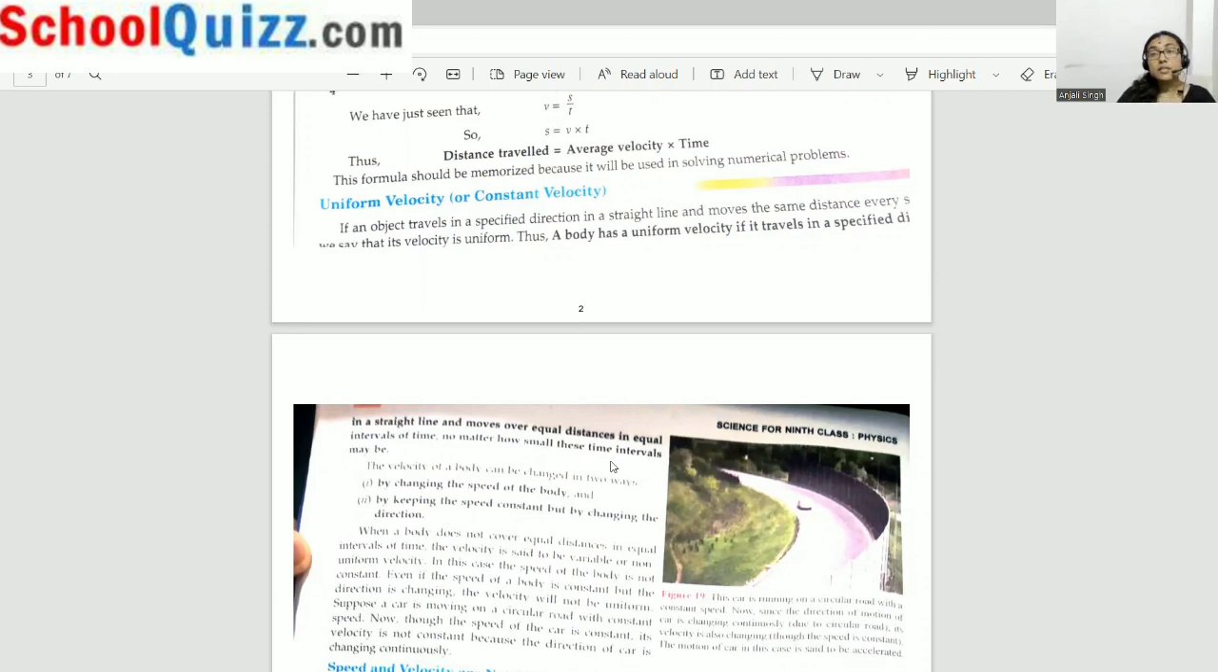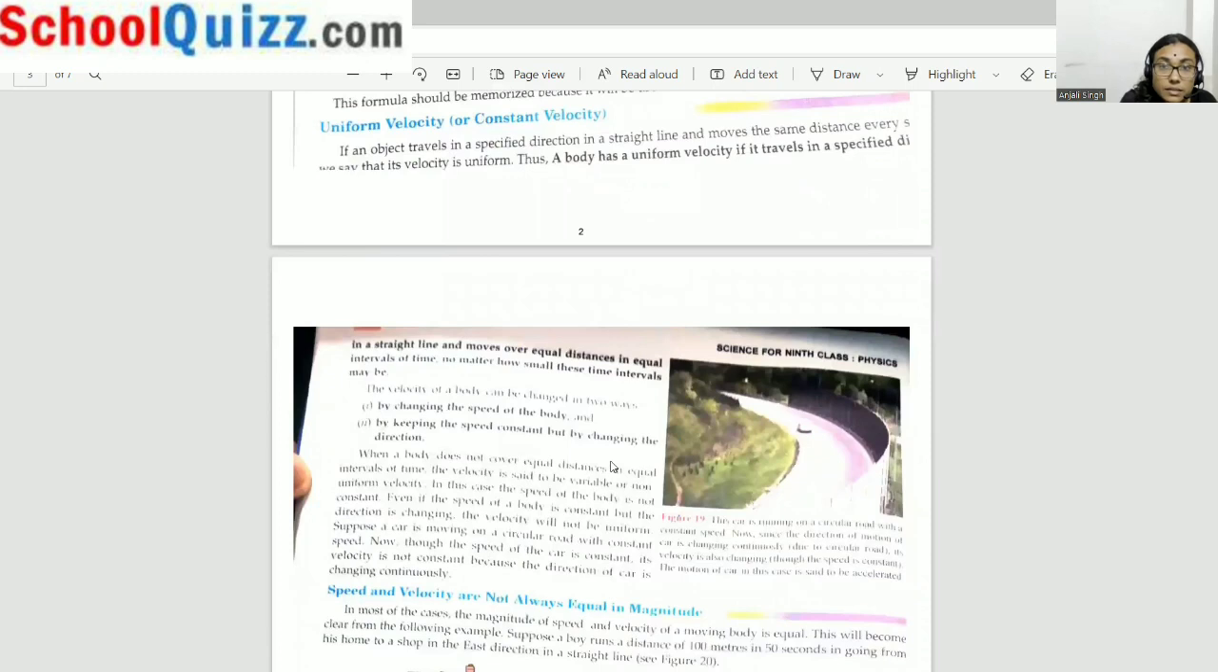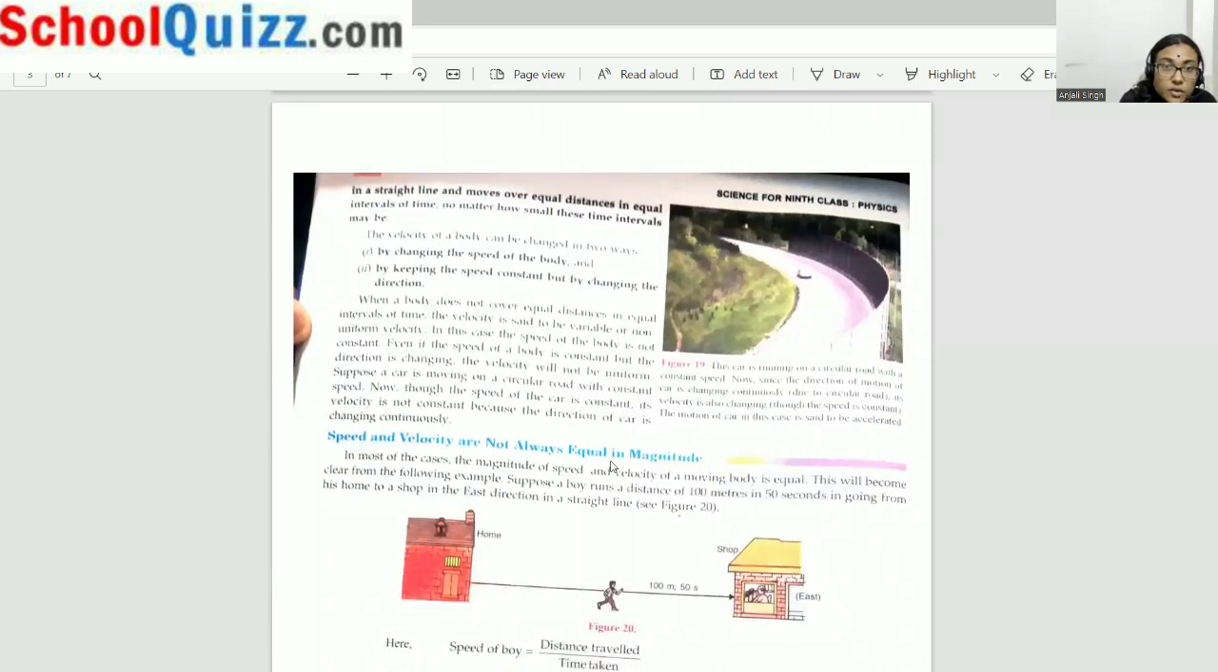Okay, it means the body has uniform velocity in equal intervals of time. A body is acquiring uniform velocity in equal intervals of time. So that is about uniform velocity. Clear? Okay. So like here you can say, yeah, actually it is not clearly visible.